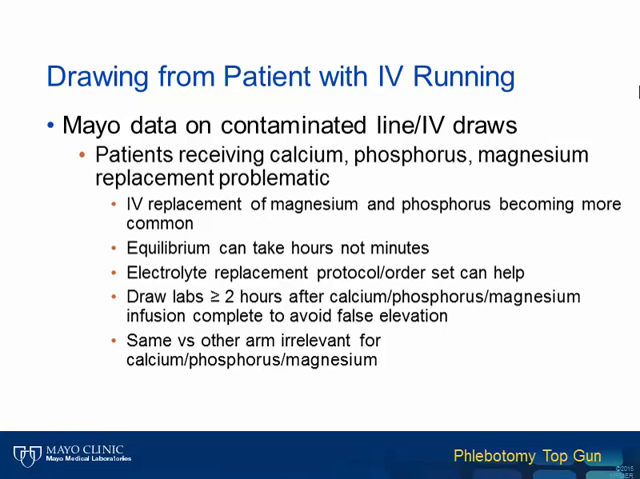Although there is not a lot of data published on this issue, it is likely that the site of draw, that is, either below the IV catheter with a tourniquet or from the opposite arm, is less important than timing for measuring calcium, magnesium, and phosphorus in patients receiving intravenous replacement of these electrolytes.